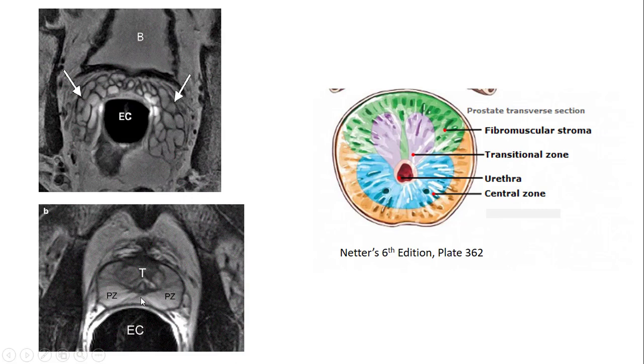And the reason why we're not seeing the central zone is because we're more inferior than where the central zone sits. And in an upcoming image in the coronal, I'll be able to show you that more clearly. You think that they should all be in the same plane all the way down, but there are some areas where you will definitely see the central zone. And then it narrows as you go further inferior in the patient, and then you don't see the central zone on an axial slice in the most inferior part of the prostate. So this is a couple of different slices that are just on either side of where this drawing would be.